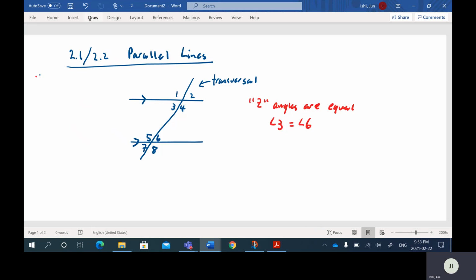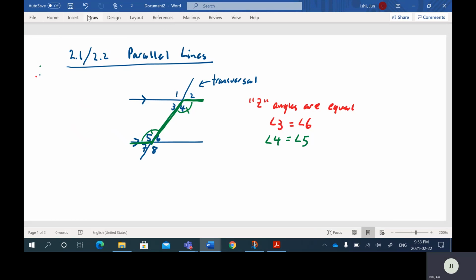The other set of Z angles, even though it doesn't form the letter Z, would be angle 4 and angle 5. If I trace angle 4 and trace angle 5, notice how it's connected. It's kind of like the letter S, a backward Z. So we have two sets of Z angles. Angle 3 and angle 6 are equal, and angle 4 and angle 5 are also equal.